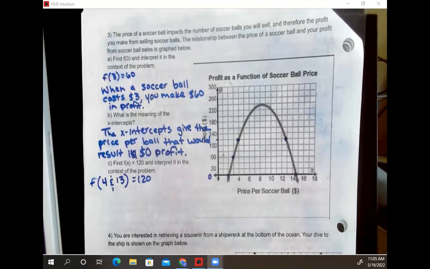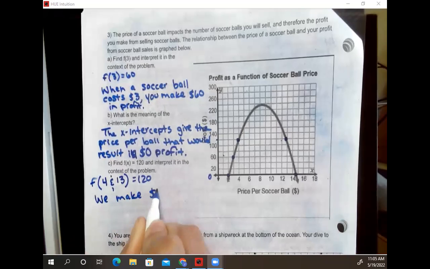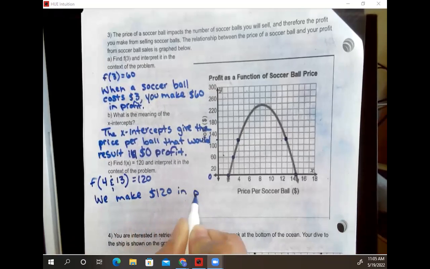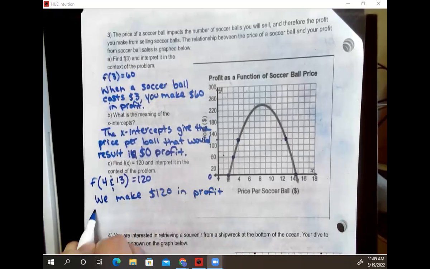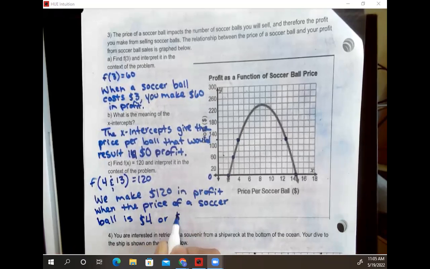We're making $120 in profit when the price of a soccer ball is $4. Yes. We make $120 in profit when the price of a soccer ball is $4 or $13.